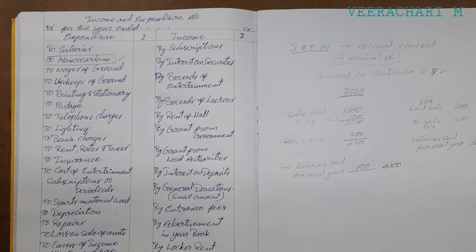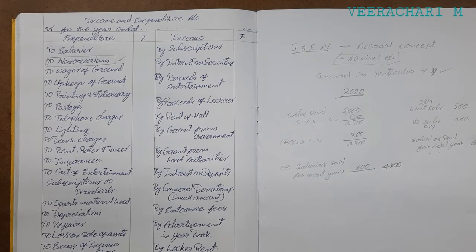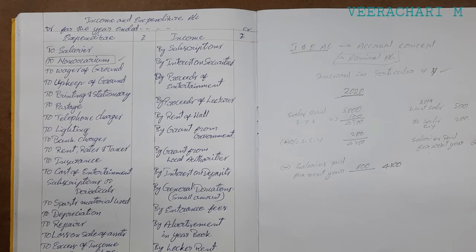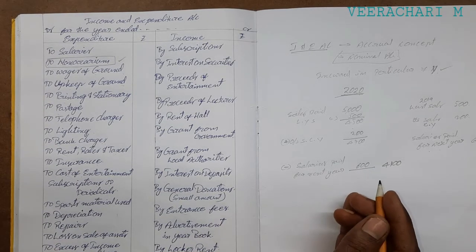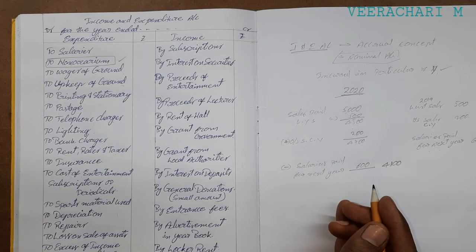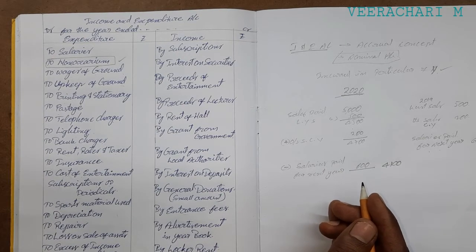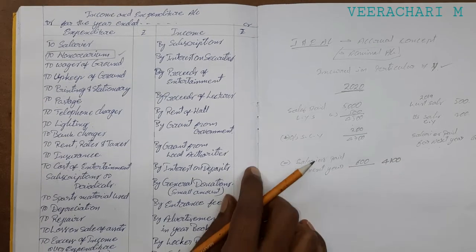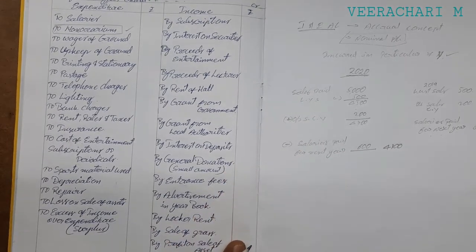If there is any last year's income received in this current year, that should not be credited to income and expenditure account. And also next year's incomes, if received in advance, next year income received in this current year, then also you can simply deduct that income from the received amount. That is the clarity on income and expenditure account. And then we can continue.